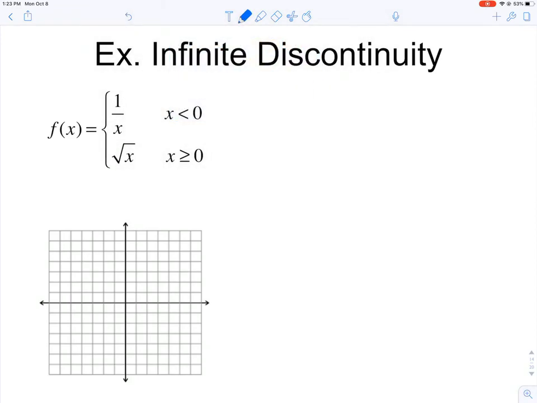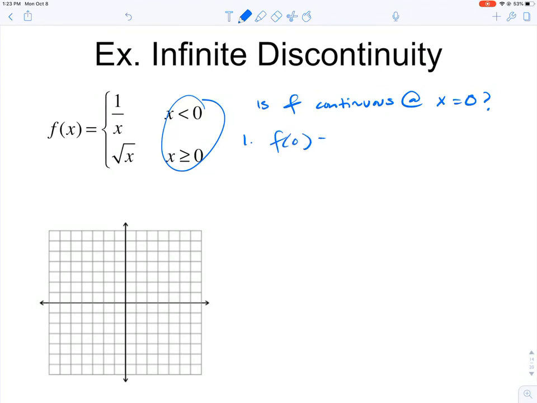Okay, so is f continuous at x equals to 0? F of 0 is, it looks like 0, right? It would be the square root of 0, which is 0.